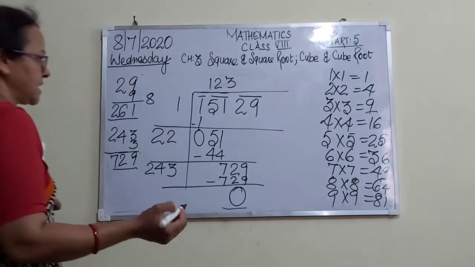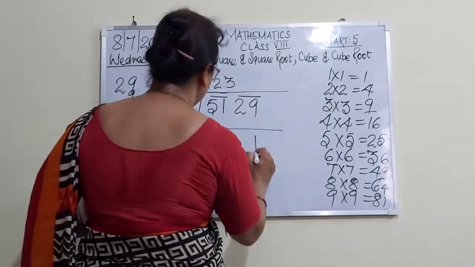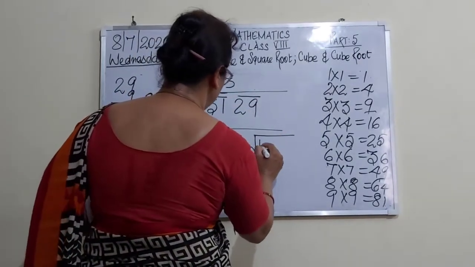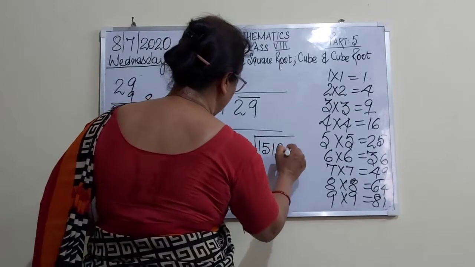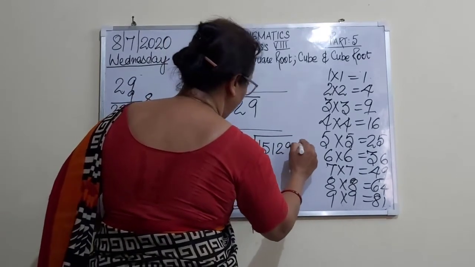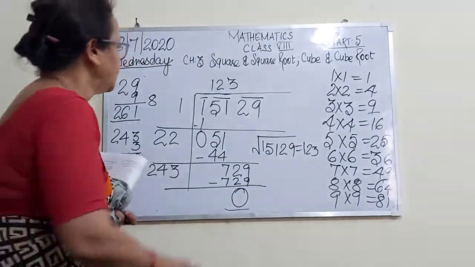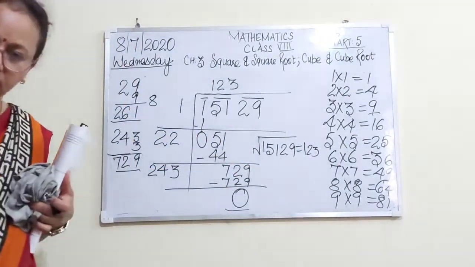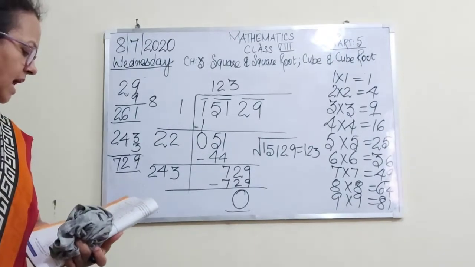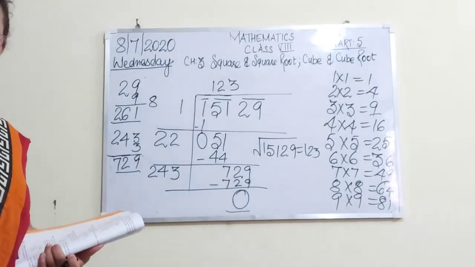So what is the square root of 15,129? It is 123. If you multiply 123 by 123, you will get the same number. That's right, students. This is example number 1.